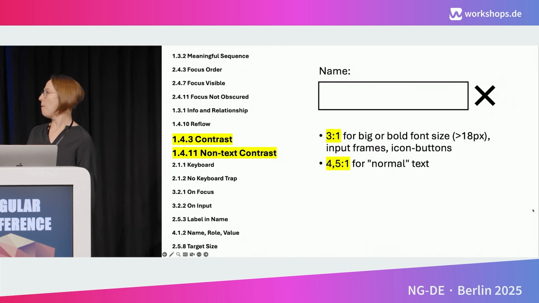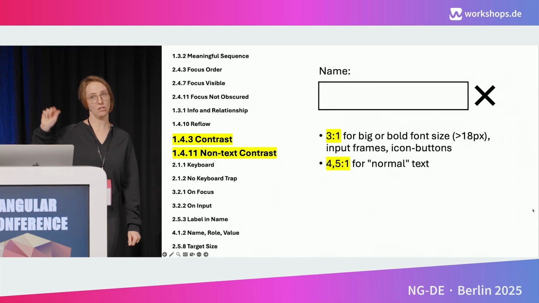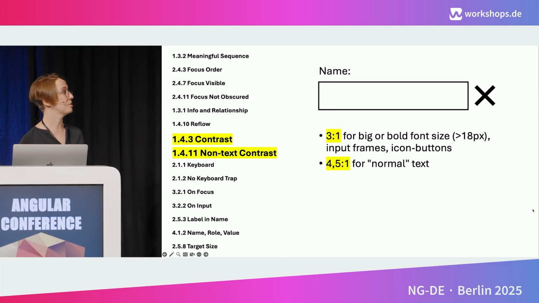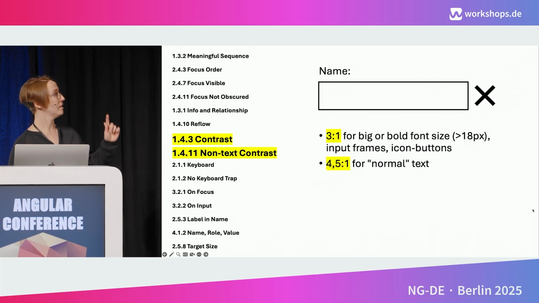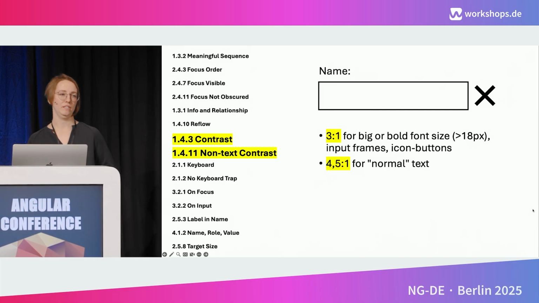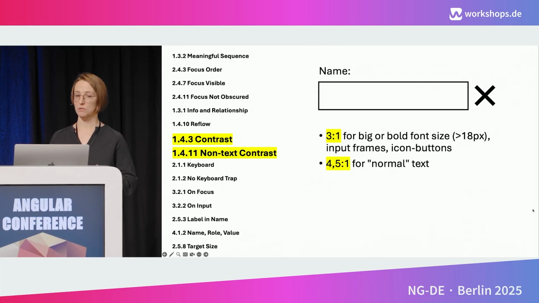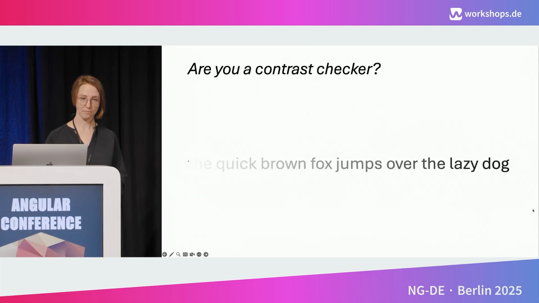What are the common pitfalls? First of all, this cross button that you see on the slide close to the input field, that's an interactive element, and it's important that our users see our interactive elements. The same goes for the border around our input fields. It has to be 3 to 1, otherwise they will be missed. And that's what I observe from time to time as a mistake or a failure.